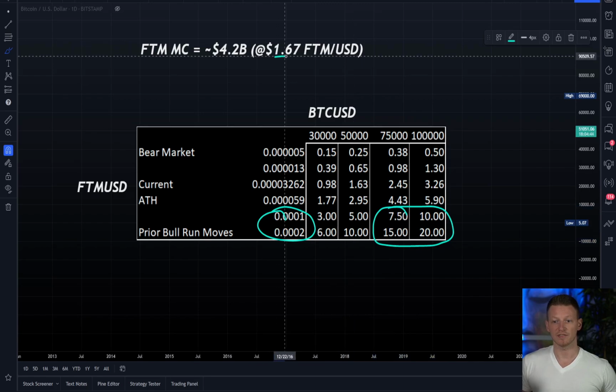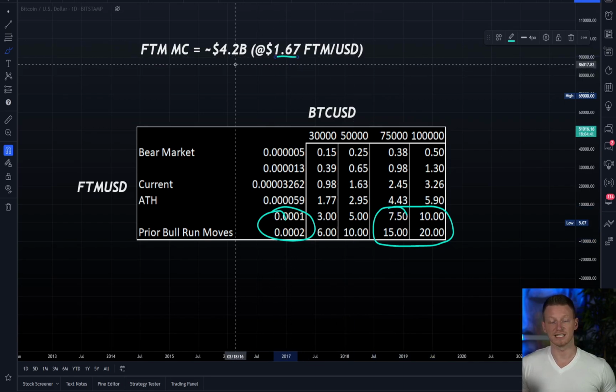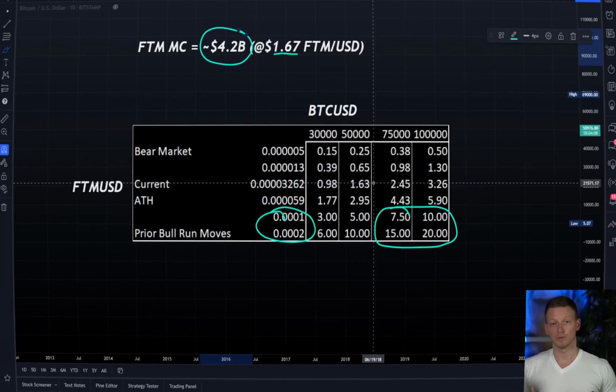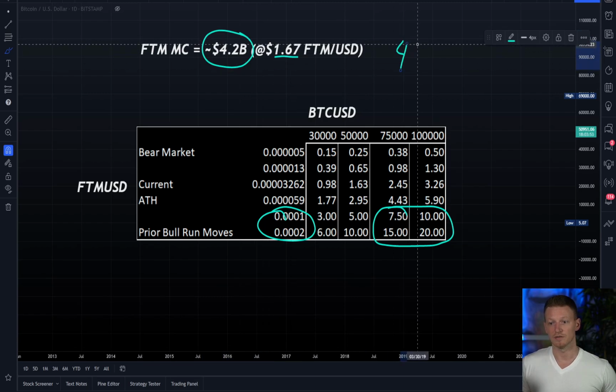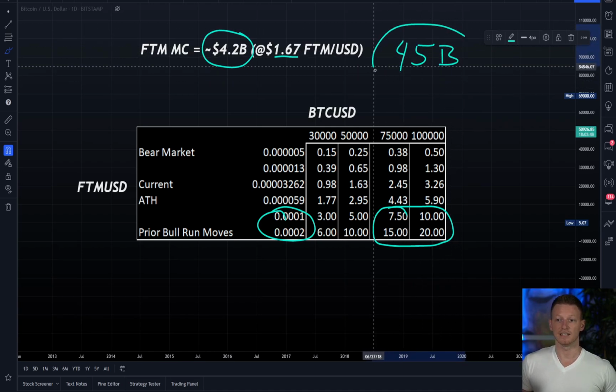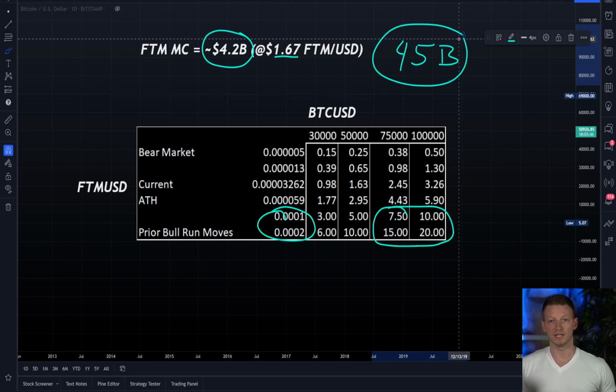Now remember, we have a $1.67 Fantom right now with a $4.2 billion market cap. So what this is basically saying, if we got to a $20 Fantom, that would be about an 11x move from where we're at right now. So you can look at our market cap and say that that would put us at around, more or less, 45 billion US dollars. And you have to ask yourself, is that a reasonable number to get to? In my opinion, that's a very reasonable number to get to.